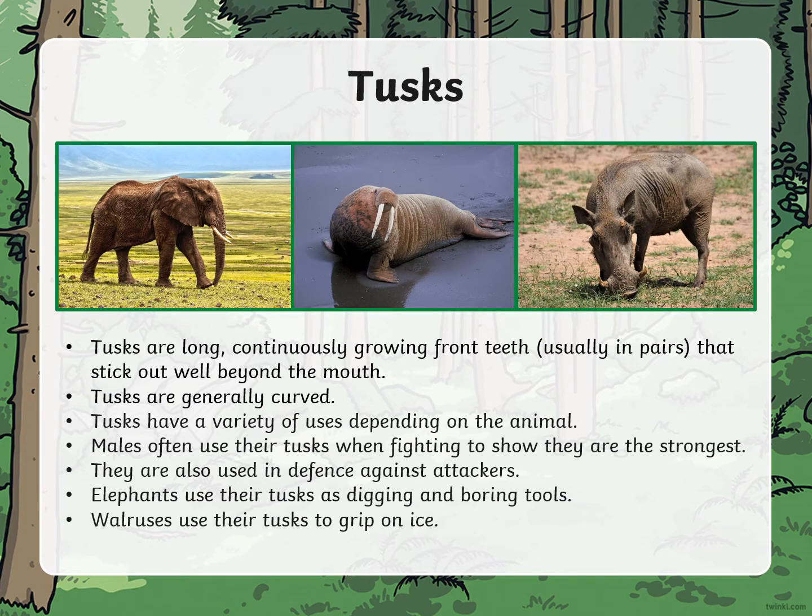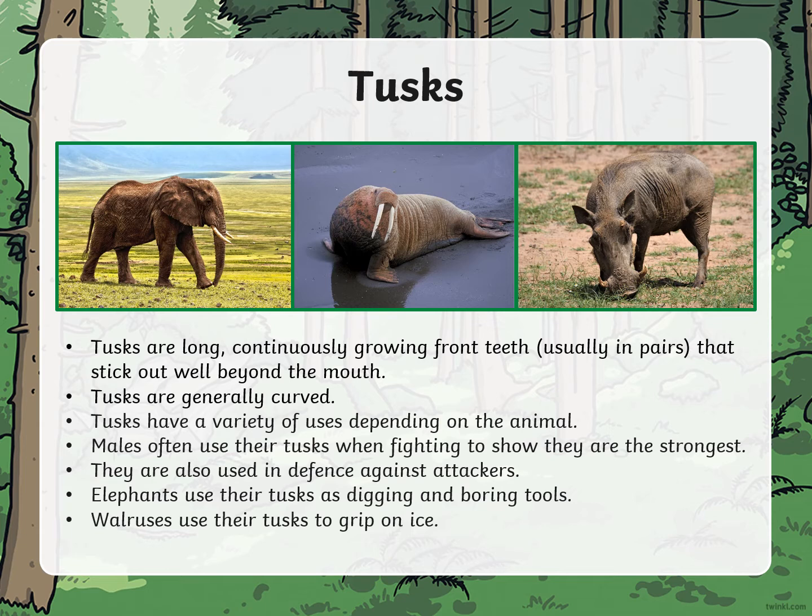Right, guys, so let's have a look at some of the different parts of an animal that we might see. And these are some of the parts we might not always think of. So tusks. Okay, now tusks are long, growing front teeth, and animals usually have 2. And they come right out of the mouth. You can see the elephant there has got these long tusks. And you've got the walrus and the warthog, okay?